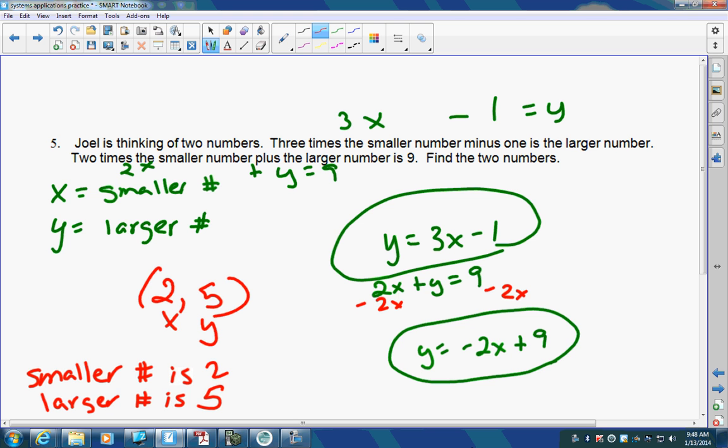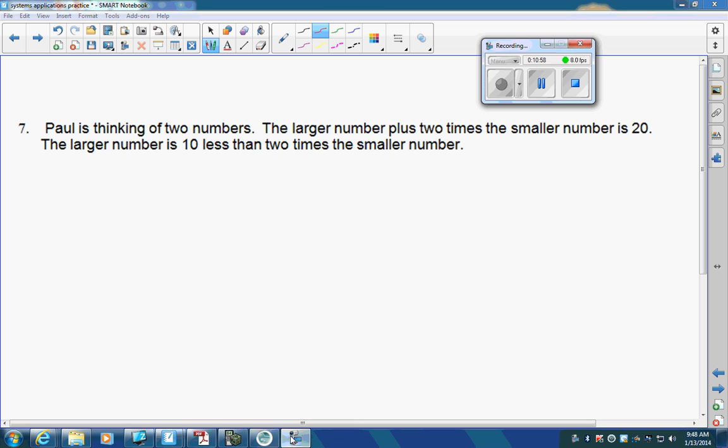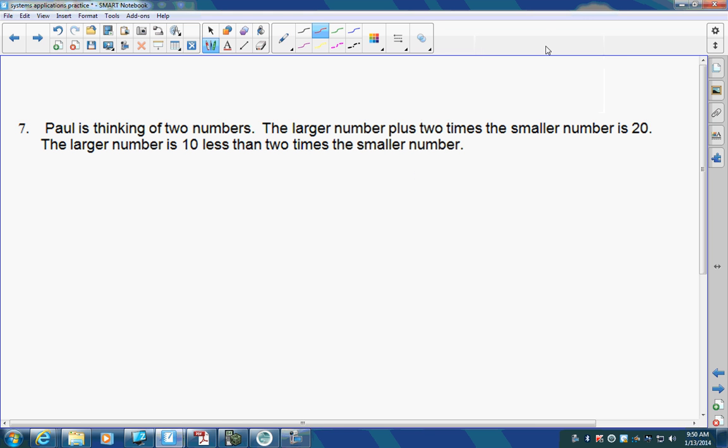All right, go to number 7. Right now, I want you to try and write your system. Define your variables and write your system. On number 7, it says Paul is thinking of 2 numbers again. Wow, they're thinking a lot of numbers, huh? All right, so I've got a smaller and a larger again. So x equals, I'm going to make it the smaller number, and y be the larger number.